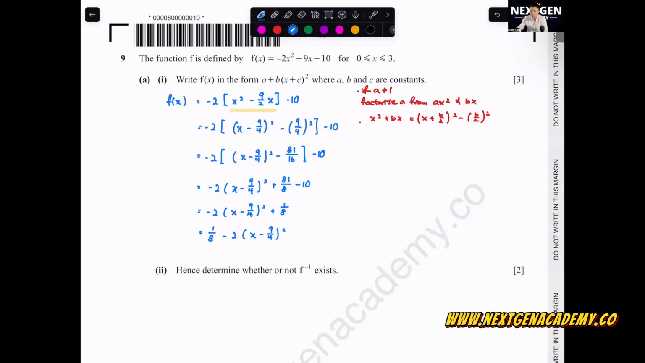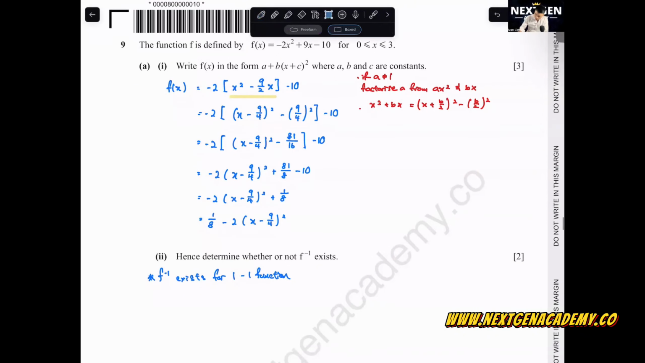What type of relationship does the f inverse exist for? It is only for a one-to-one function. So this is what we need to check. What do we do over here? You check for this graph. This is a quadratic graph. We need to check where the turning point is.